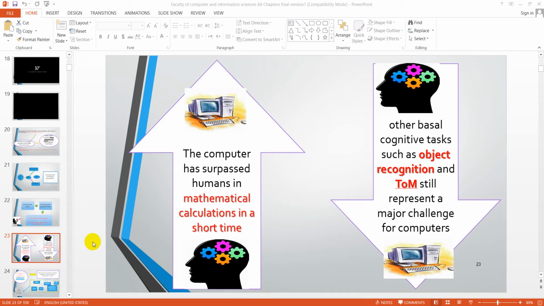So, if we would like to compare the computer and the human, artificial intelligence and human intelligence, I think the computer has surpassed humans in mathematical calculations in a short time, sure. But other cognitive tasks, such as object recognition and theory of mind, still represent a major challenge for computers.